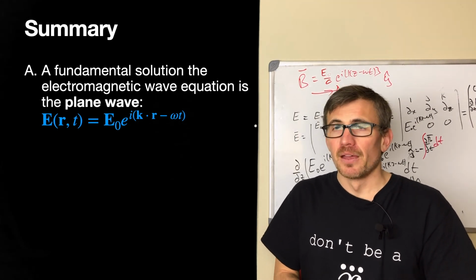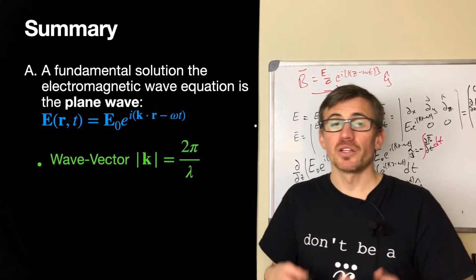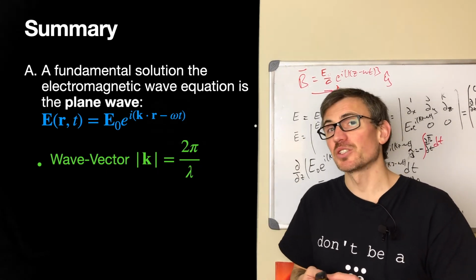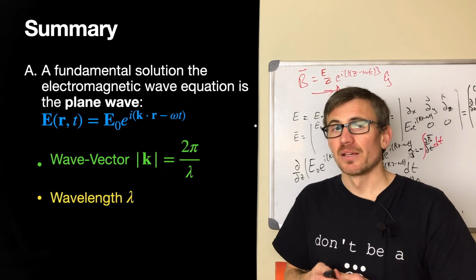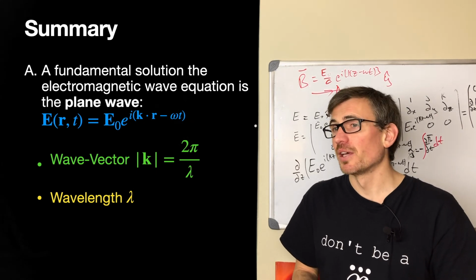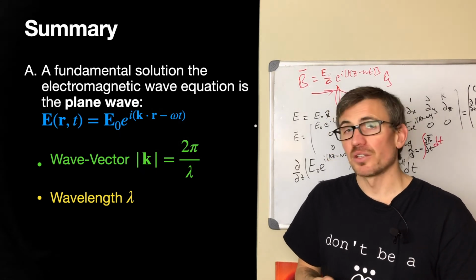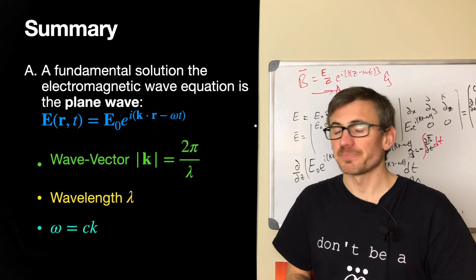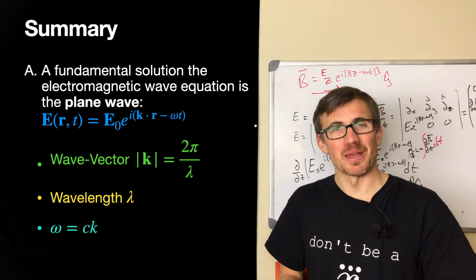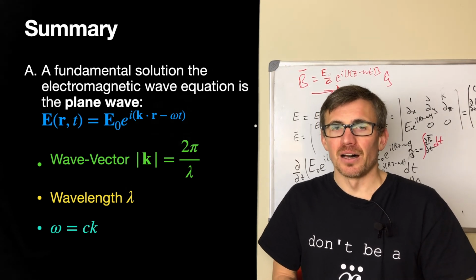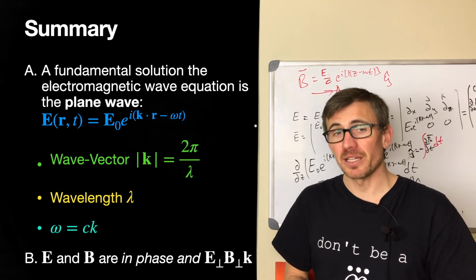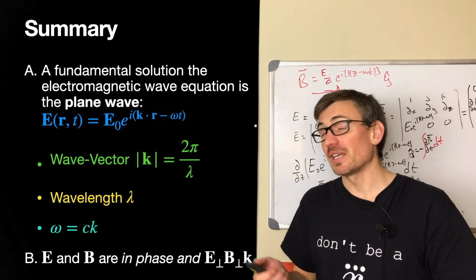Generally, we prefer the complex exponential because it's just much nicer to work with mathematically. There are some terms in here which we understood. We have the wave vector, which is the direction that the light goes. The magnitude is equal to 2 pi over the wavelength, and that wavelength is given by lambda. And the angular frequency of the wave is related to the wave vector via omega equals ck. This is actually called the dispersion relation, and we'll talk about that when we talk about dispersion in a few weeks. The last important point is that E, K, and B are all mutually perpendicular, and E and B are in phase.